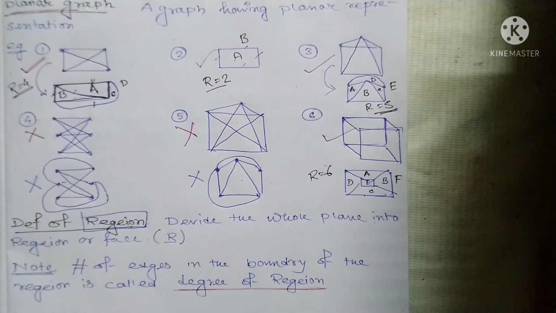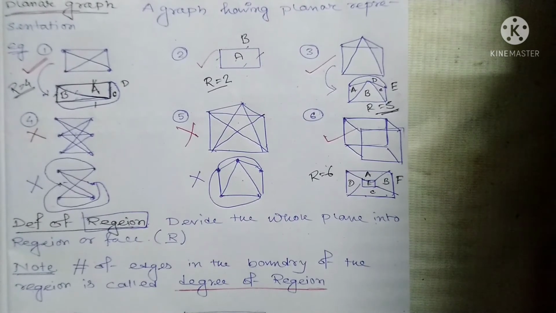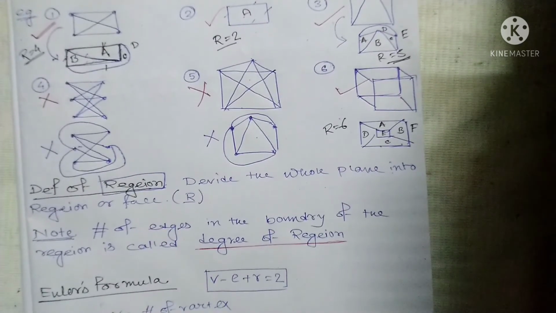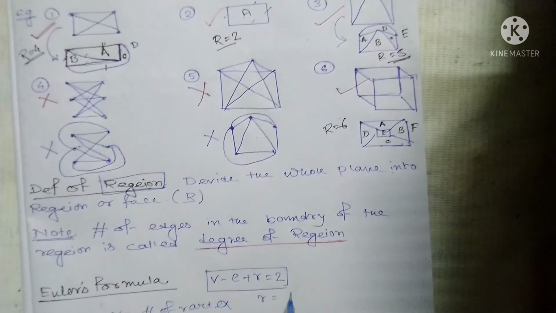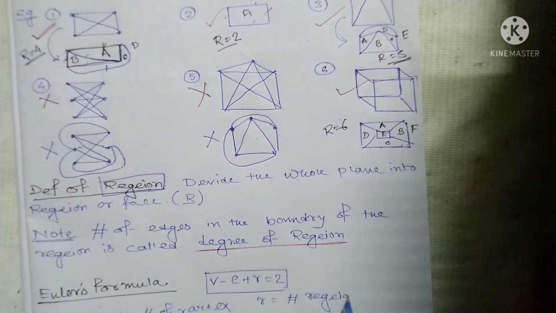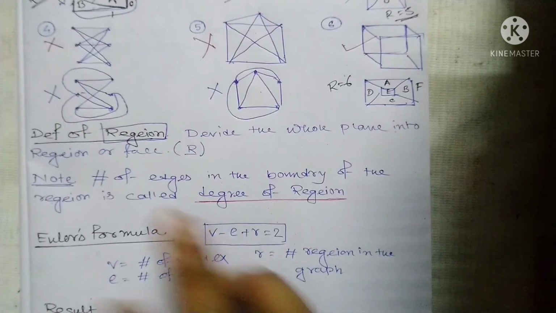Now there is a formula that is called Euler's formula. Euler's formula says that V minus E plus R is equal to 2. Okay, so this is the formula, you have to remember this. So what is V? V is the number of vertices in the graph, and what is E? E is the number of edges in the graph, and what is R? R is the number of regions in the graph.